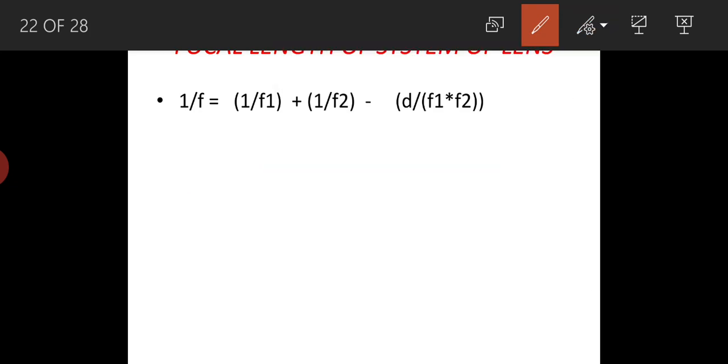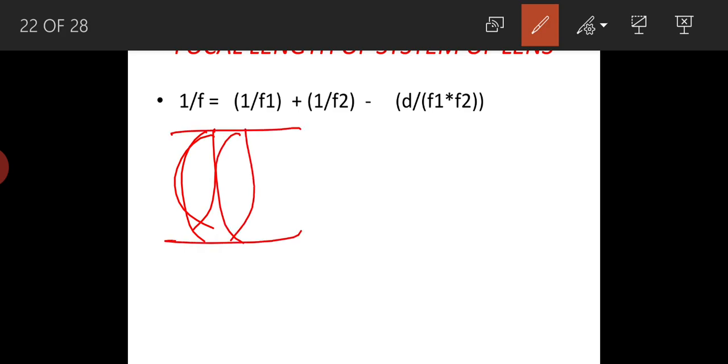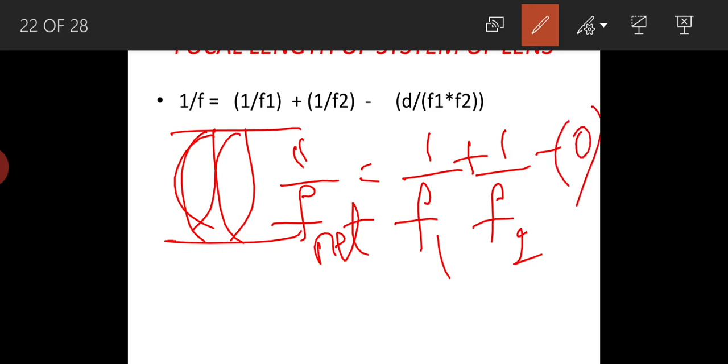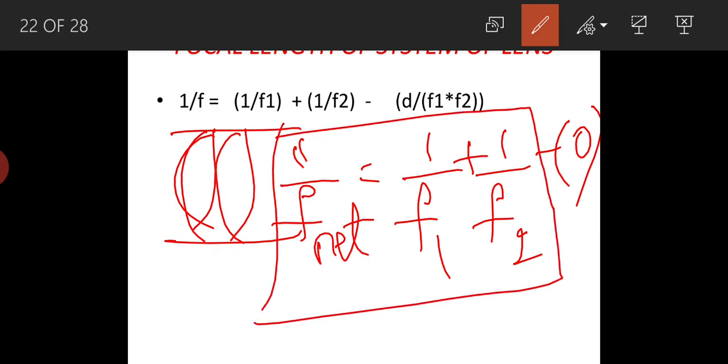If the distance between the lenses is 0, it means if they are attached to each other, then 1 by f net is equal to 1 by f1 plus 1 by f2 minus d by f1 f2, but the distance between them is 0, that is why it is minus 0. So finally the net focal length will be 1 by f net is equal to 1 by f1 plus 1 by f2.